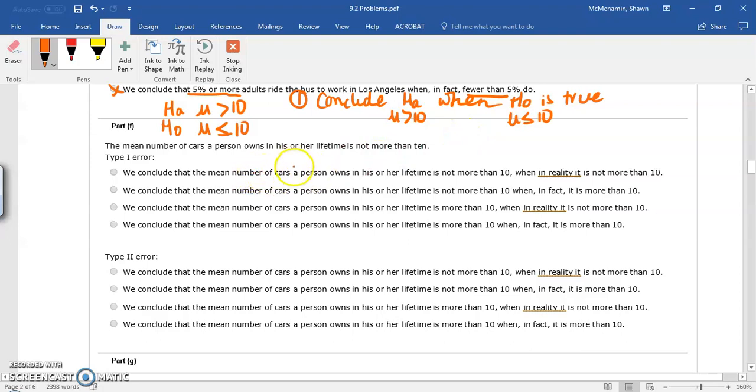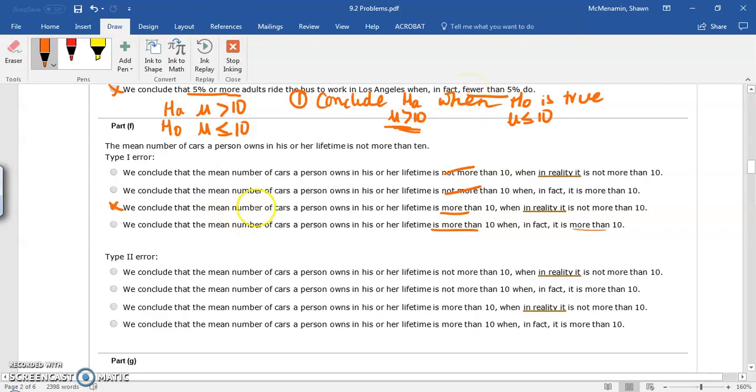So we conclude that the mean is more than, you need something that says more than 10. This one says not more than, we don't want that one. This one says more than 10, so good, it's starting off more than 10, when in reality it is not more than 10, it's actually less than. So it's this one. This one doesn't work because it says more than 10 and more than 10, which would be a correct decision. So you're concluding that it's more than 10 when in reality it's not more than 10.